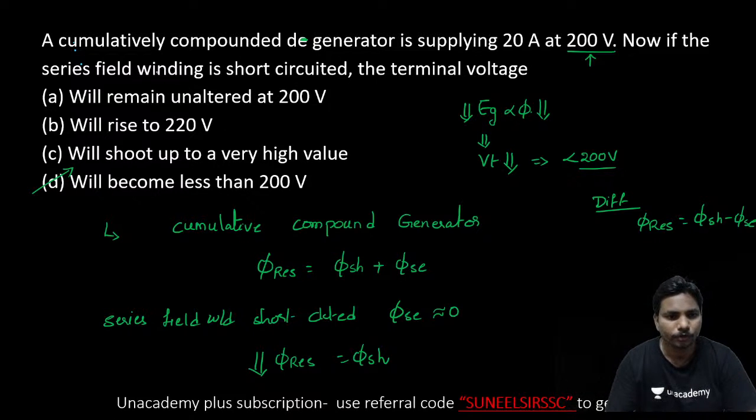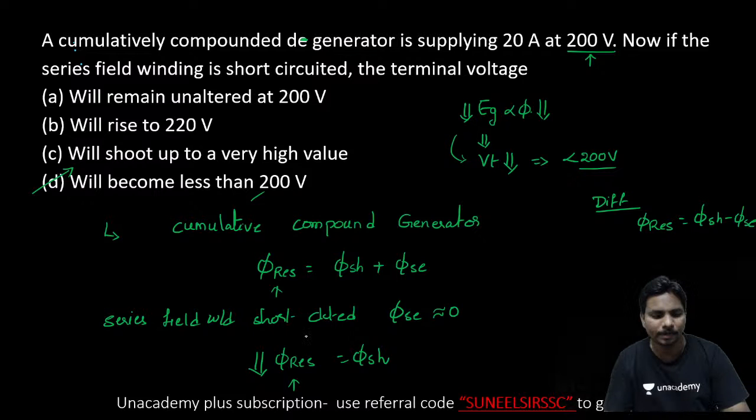Once again, we know the relation of the resultant flux in case of a cumulatively compounded motor or generator: resultant flux is φsh plus series flux. If the series field is short circuited, that value is going to be 0 or very less. The resultant flux reduces. As the flux reduces, EMF also reduces, so the terminal voltage also reduces. That will become less than 200 volts. Okay. Coming to the next one.